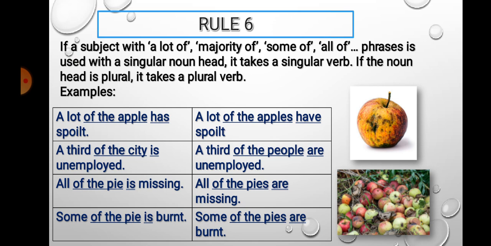Someone who has 12 pies and maybe 8 to 9 of them have burnt. So some of the pies are burnt.